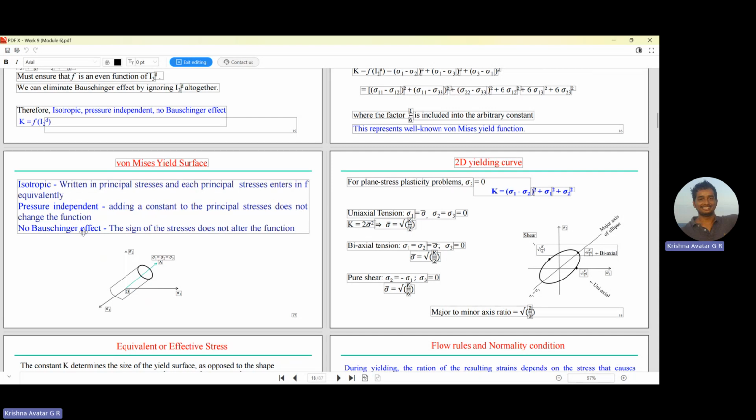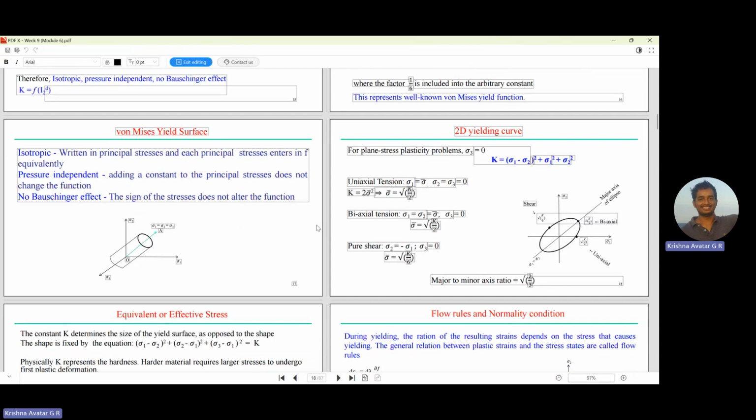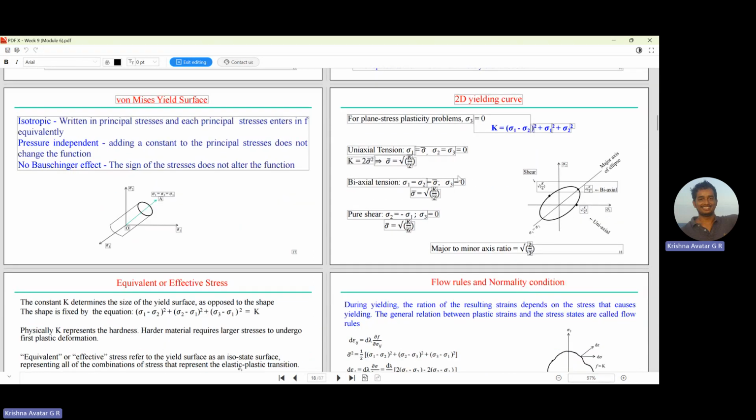Then we have the no Bauschinger effect, in which the sign of the stresses does not alter the function. So no matter whether we are in tensile stress or compressive stress, it does not change the expression of the function, right? These are the three assumptions, so to speak, that we have taken while we constructed this expression for the von Mises yield surface.